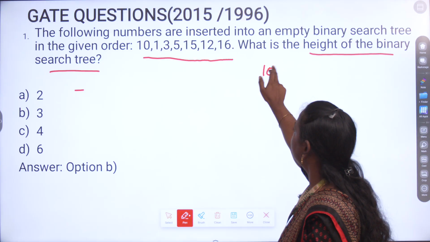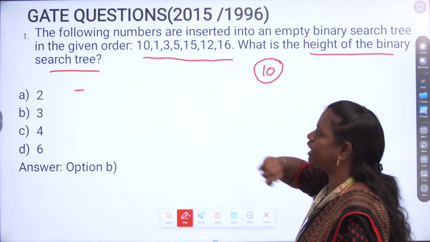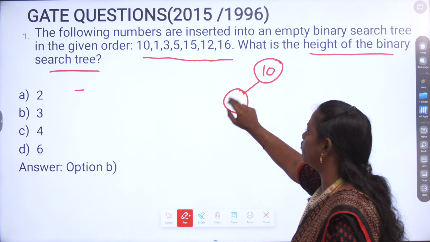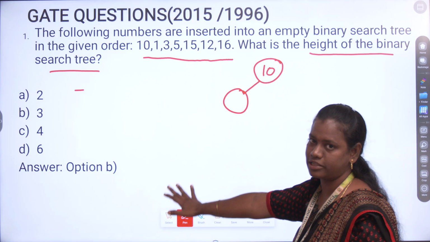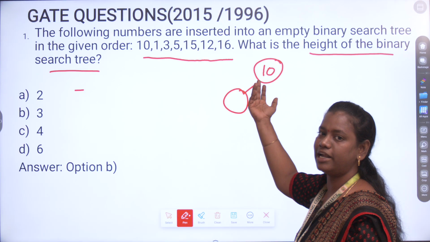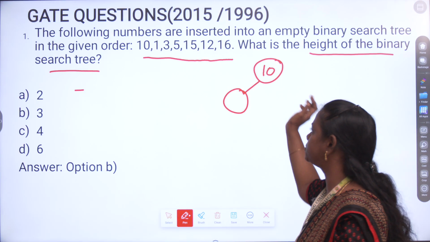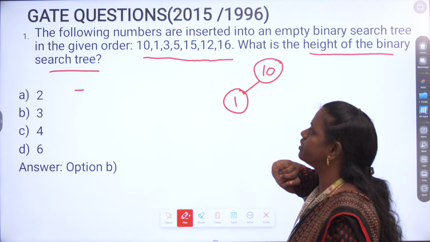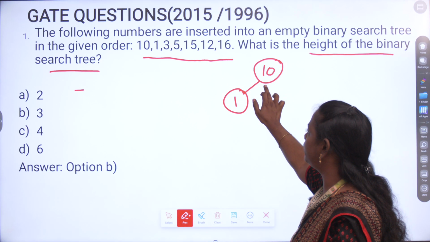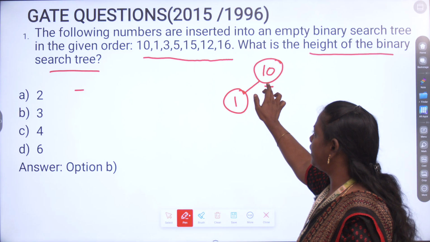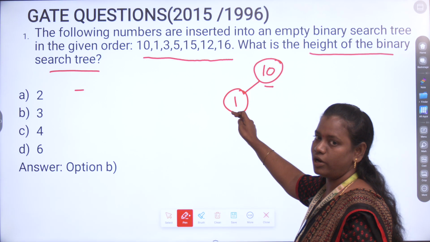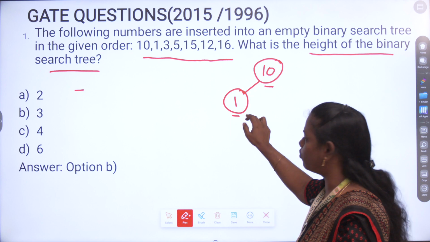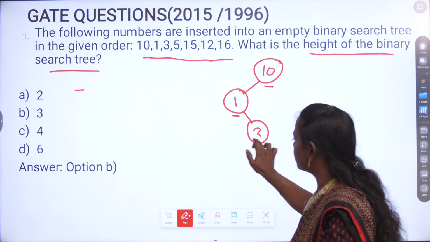The first node is 10. So that is the root node. Your second node is 1, that is lesser than the root. So we are going to insert it on the left side. Whatever values are lesser, we insert on the left. Whatever values are greater, we insert on the right. That is the principle. So 1 is inserted on the left side. And then next we need to insert the third value. The third value is 3. First check with the root. 3 is lesser than 10. Go to the left side. Then compared to 1, 3 is greater than 1. So insert on the right side.